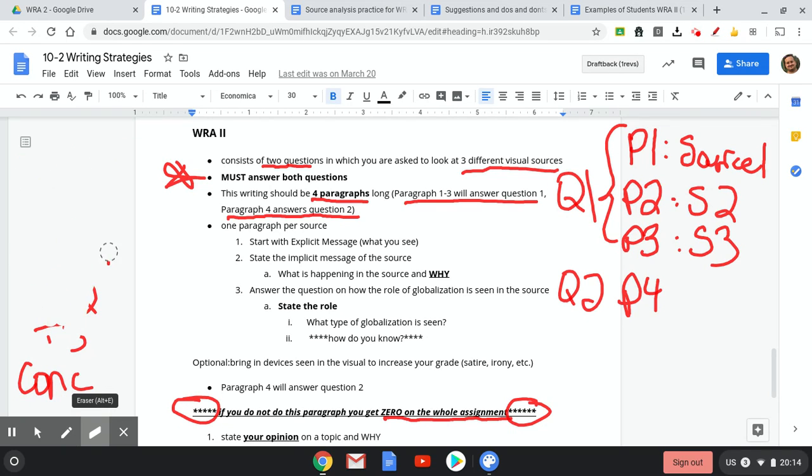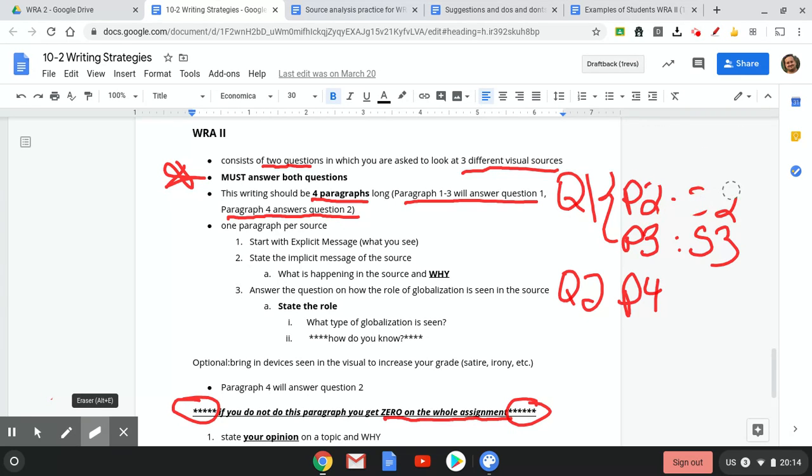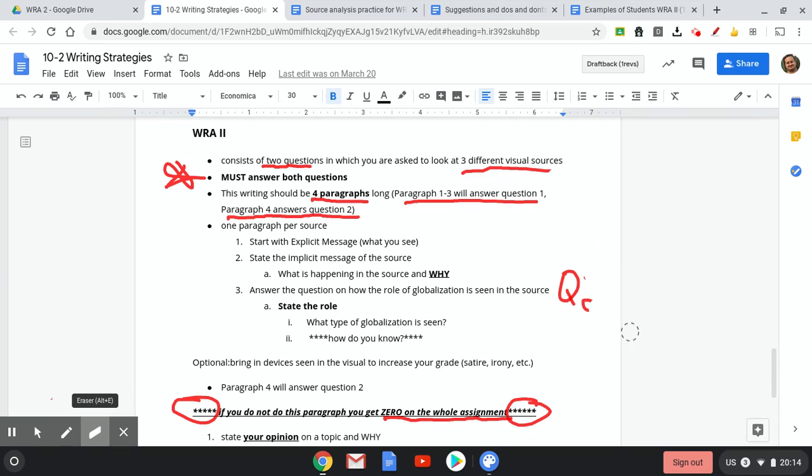So, you're answering both questions. For you in grade 10, the first question is going to be asking how the sources relate to globalization. Maybe historical globalization, maybe economic. But you're going to be getting one of those questions. The second one is going to be asking you for your opinion. So they're very different. It's one paragraph per source.